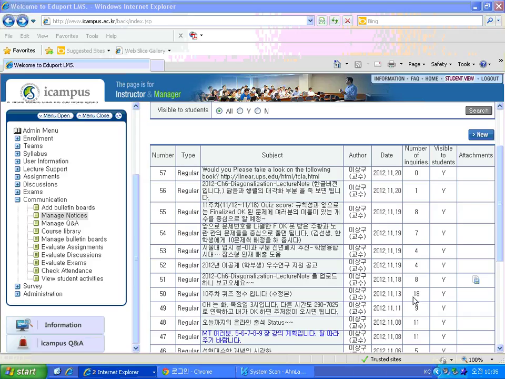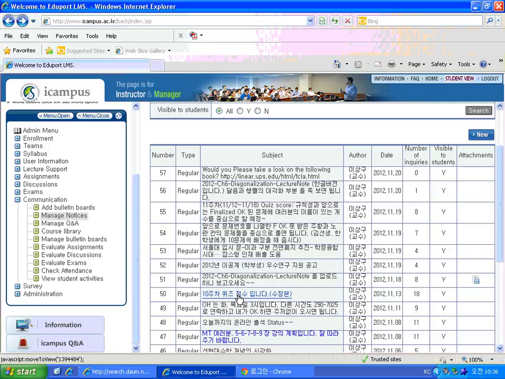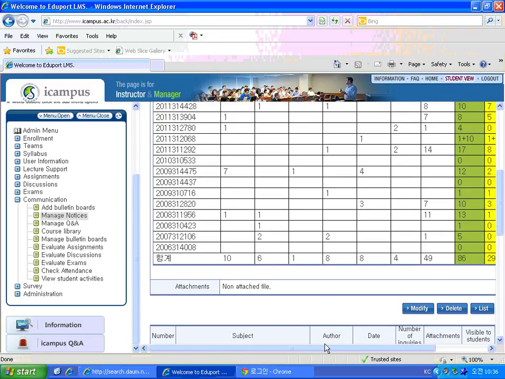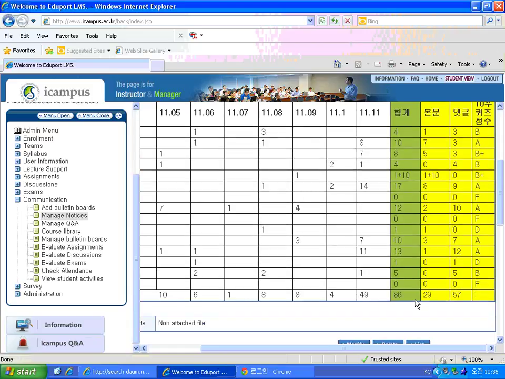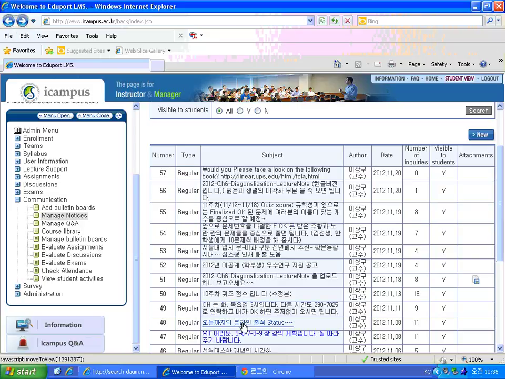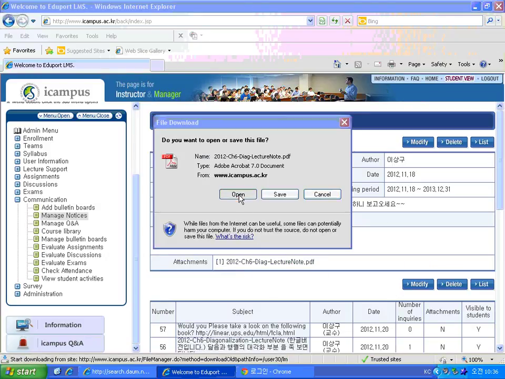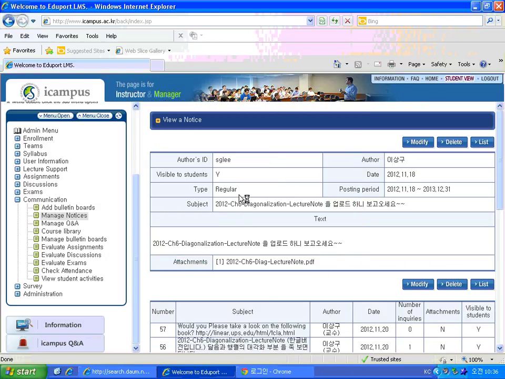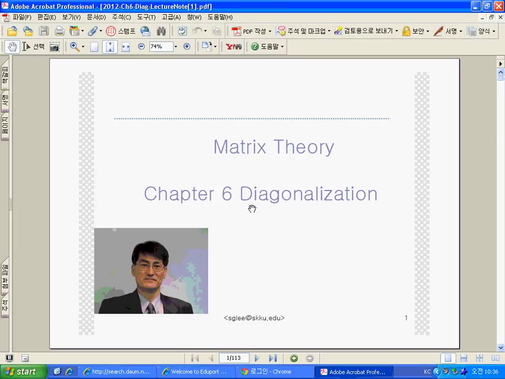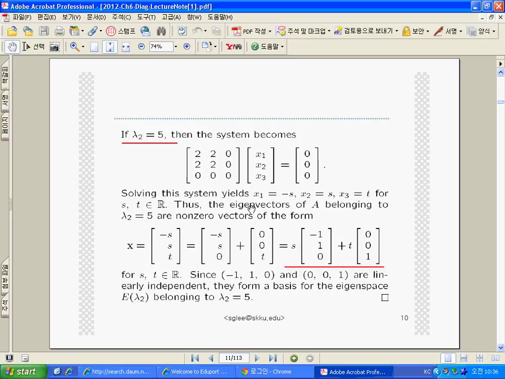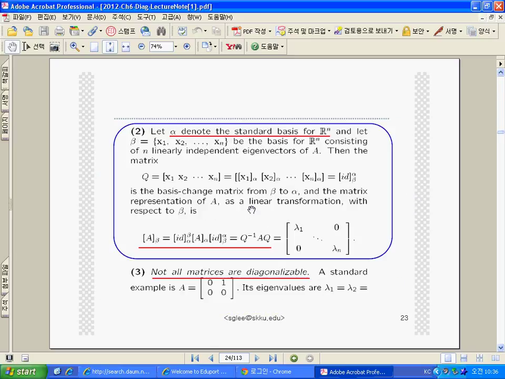But okay, today we're going to start chapter 6, similarity and matrix diagonalization. I have made some notes for you, and I mentioned to you. I have graded your participation of the last week with the grades in it, and also I have uploaded the lecture note on chapter 6. So you must have read it before you come to class today.